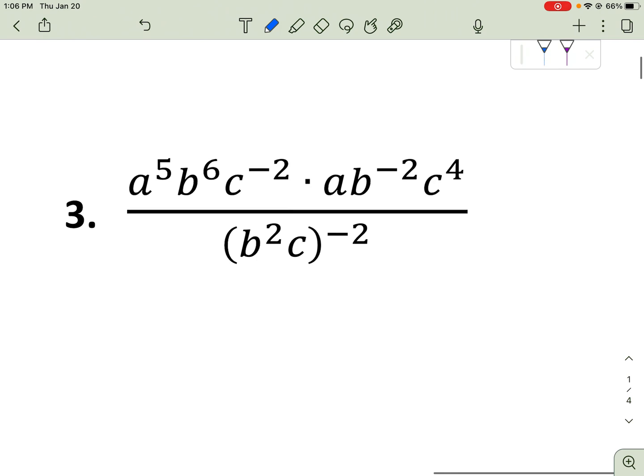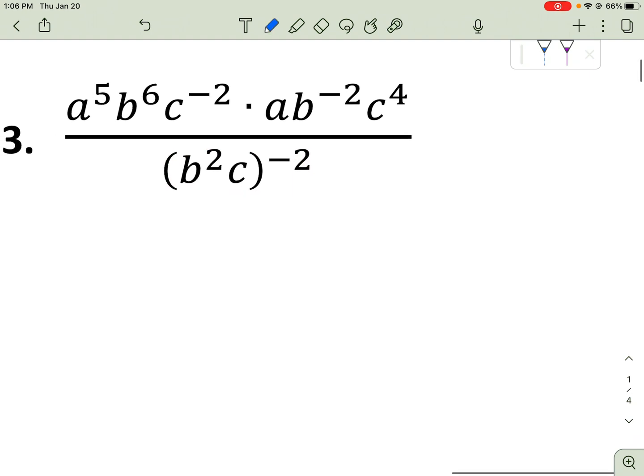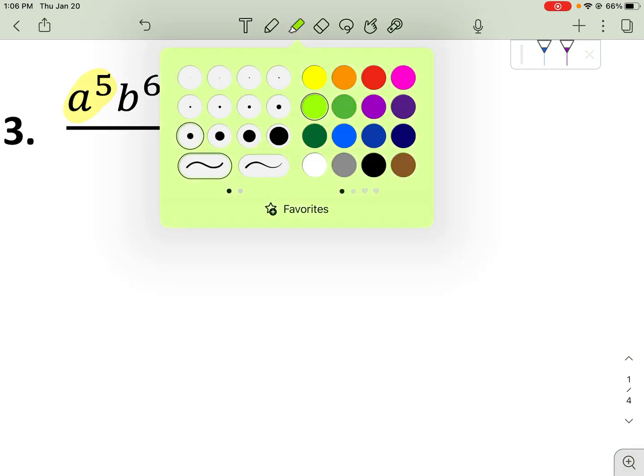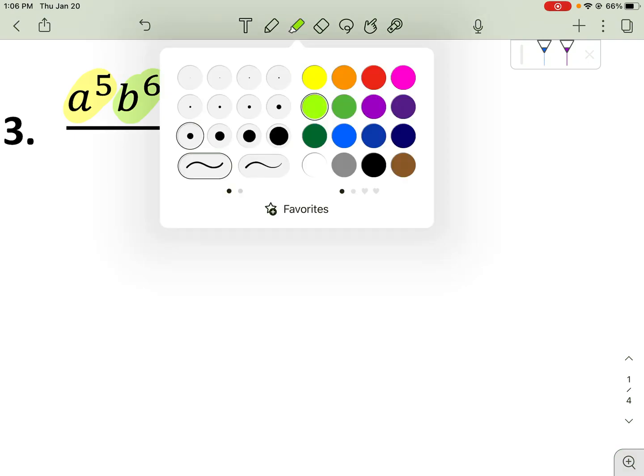Number 3. Whenever there's a big fraction like this, I like to do everything in the top first. I'm going to simplify all that stuff, and then I'll simplify the bottom separately. Then I'll take care of that, like combine those. So I'm going to go through and highlight my variables that are the same. We'll take care of that stuff first.